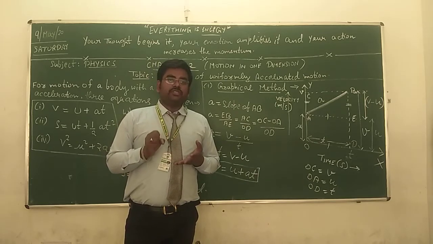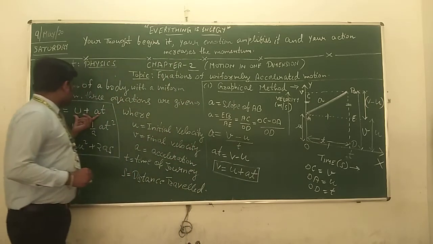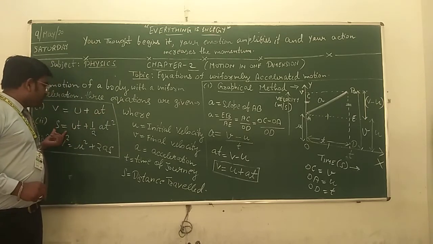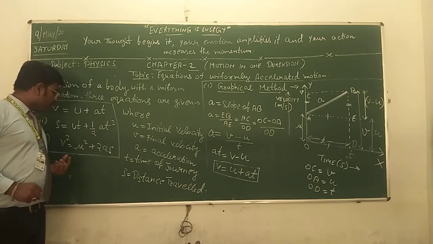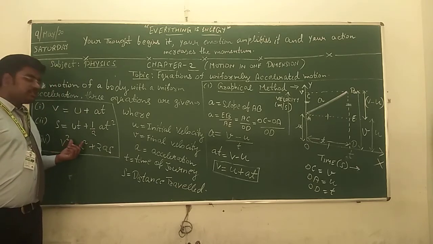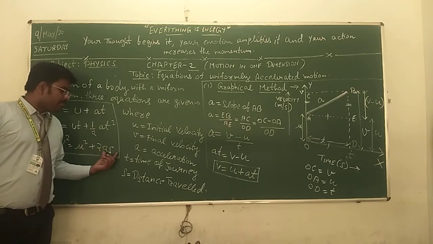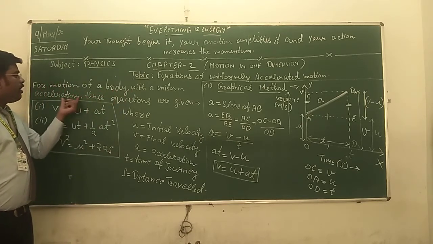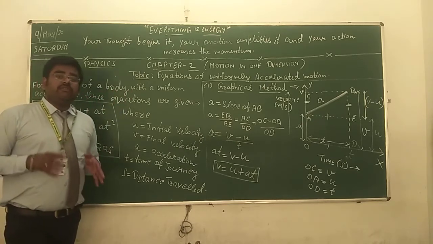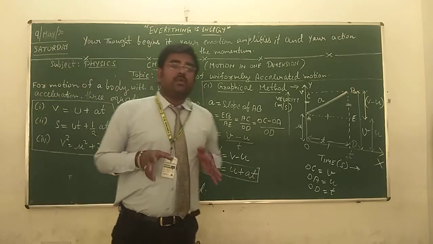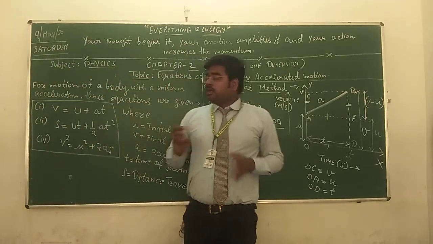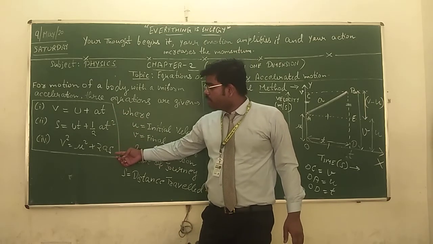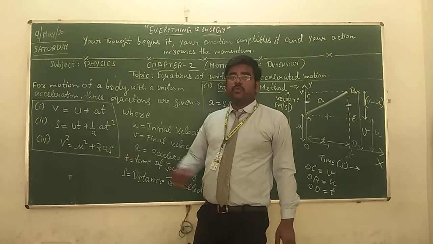The first equation of motion is V is equal to U plus AT. The second is S is equal to UT plus half AT square. And the third one is V square is equal to U square plus 2AS. So, for the motion of a body with uniform acceleration, these three equations of motion are required: V is equal to U plus AT, S is equal to UT plus half AT square, and V square is equal to U square plus 2AS.